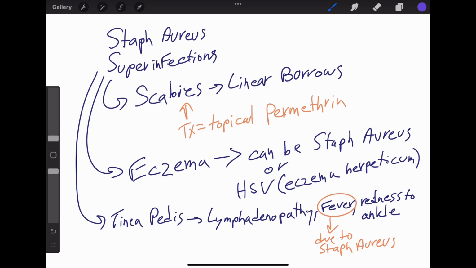Tinea pedis can also be co-infected with Staph aureus. This is relatively rare. However, if you have a fever, lymphadenopathy, and redness tracking up to the ankle, the fever was actually due to the Staph aureus, not the trichophyton. Fungal infections rarely ever cause fever.